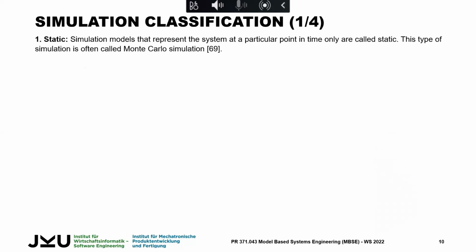Okay, then simulation classification. Static simulation: a simulation model that represents the system at a particular point in time only is called static. This type of simulation is often called Monte Carlo simulation. Maybe another day we're going to talk about Monte Carlo. I like how this guy actually created the Monte Carlo simulation. If you already know the previous story, it's quite interesting.